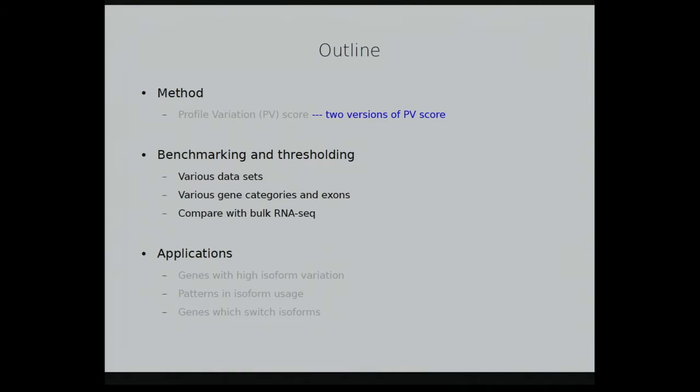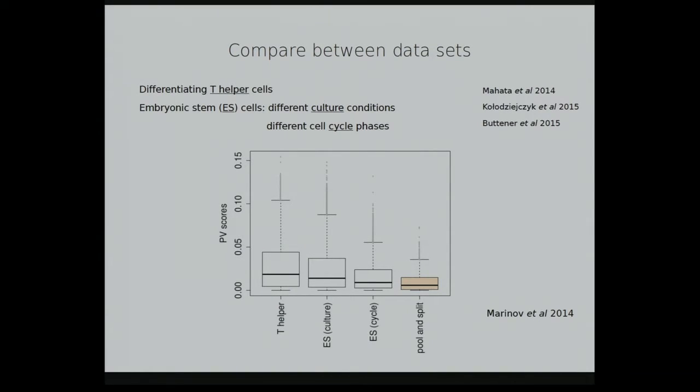So, various data sets. Here I took 4 data sets. The first 3 are all single cell data sets. This one has differentiating T helper cells, this one has embryonic stem cells from different culture conditions, and this one has embryonic stem cells from different cell cycle stages. The last one is interesting. It's a pool and split data set where all samples are supposed to be identical.